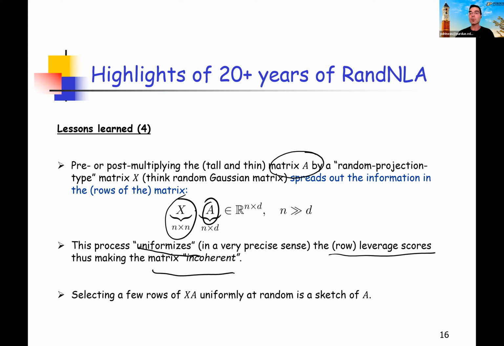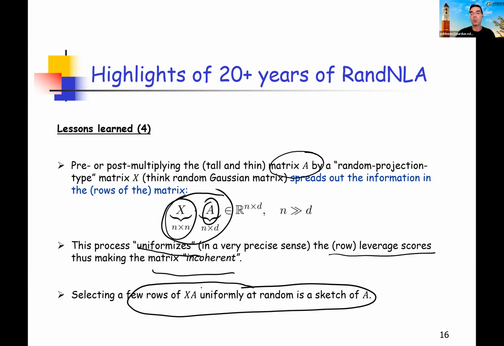You can do it from the left, you can do it from the right, you can do it from both sides as well. And if you have spread out the information in the matrix, then you can select a few rows uniformly at random and you can construct a sketch.